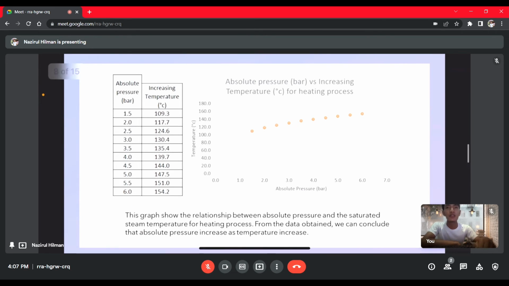Next we have the graph for absolute pressure in bar versus increasing temperature for the heating process. This graph shows the relationship between absolute pressure and the saturated steam temperature for the heating process. From the data obtained, we can conclude that absolute pressure increases as temperature increases.